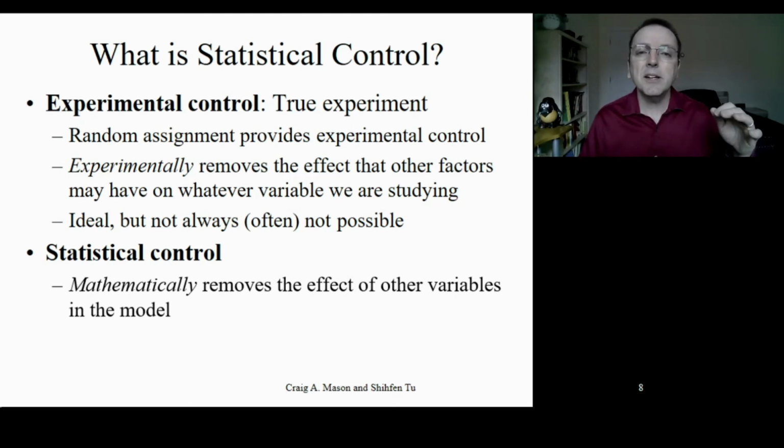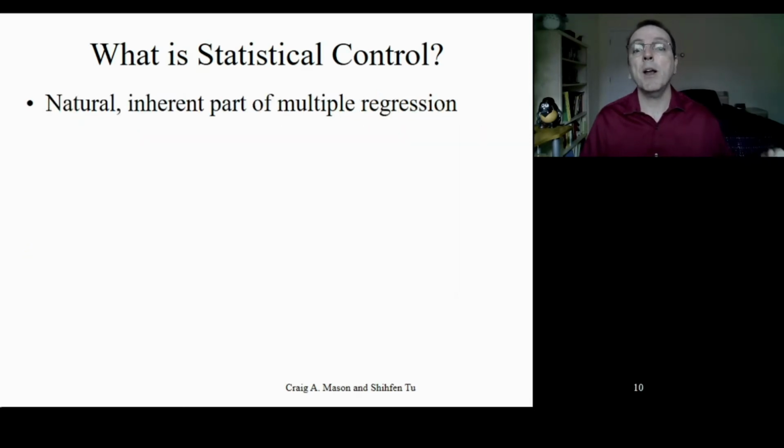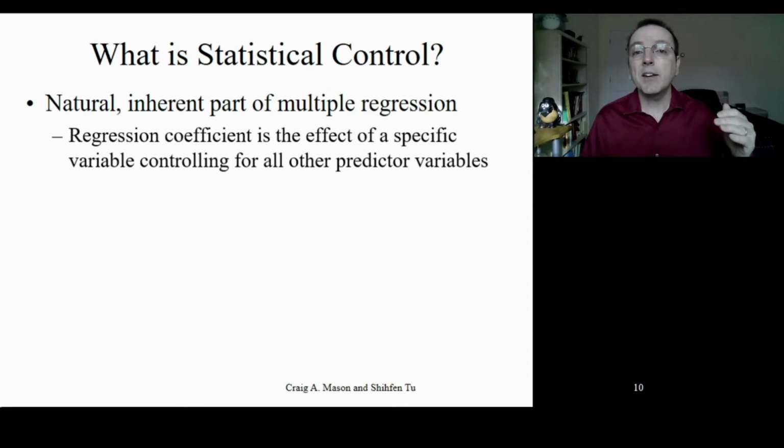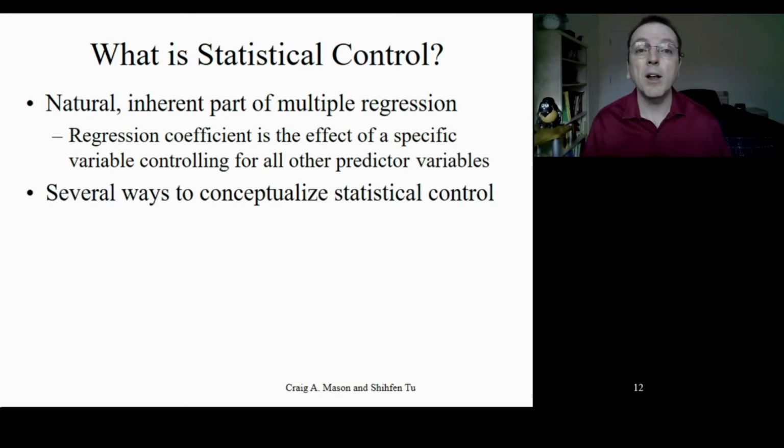So, how is statistical control related to multiple regression? In fact, statistical control is an inherent part of any multiple regression analysis. In multiple regression, the regression coefficient is the effect of one specific variable statistically controlling for all of the other variables in the model. That's why in previous videos, when we introduced multiple regression, you may have noticed that once we had more than one predictor variable in our model, we started using language like the effect of school quality controlling for study hours or the effect of study hours controlling for school quality.